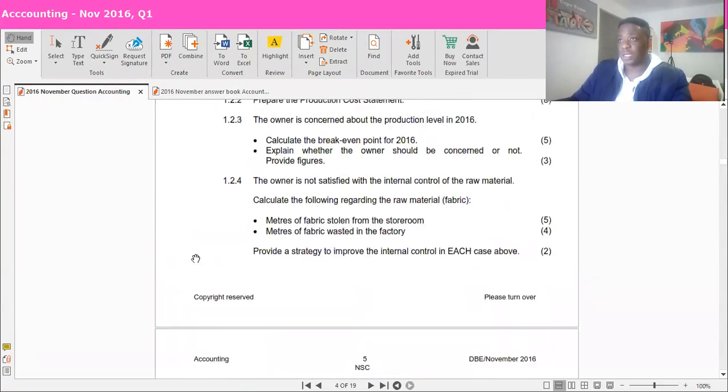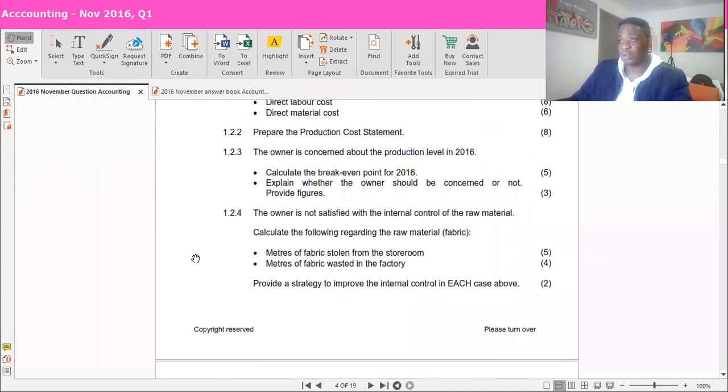Let's read it from this side. So the owner is not satisfied with the control of the raw material. Calculate the following regarding the raw material fabric.